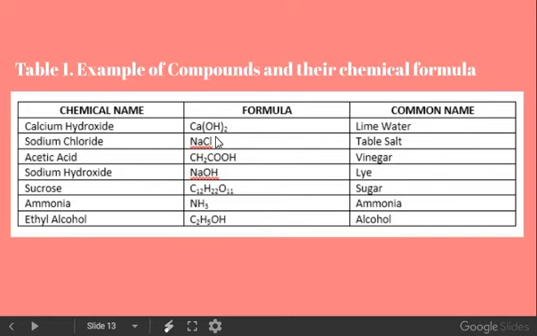So, here are the examples of compounds and their chemical formula. So, in this column, these are the chemical names and these are for the formula and the common name. So, the chemical name, calcium hydroxide or CaOH2. Ang common name niya ay lime water. So, since may OH siya, this is basic or base. Next is sodium chloride or NaCl, commonly known as table salt.